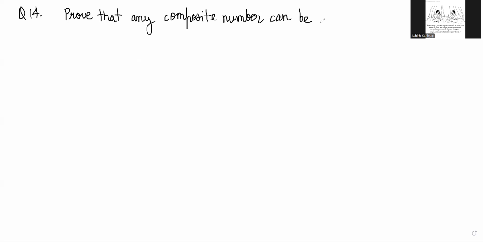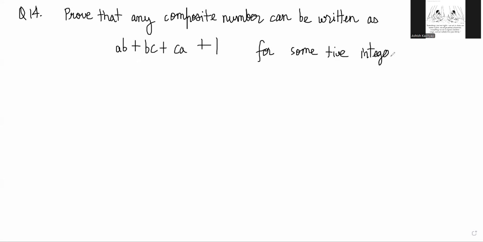Prove that any composite number can be written as AB plus BC plus CA plus 1 for some positive integers A, B, and C. Any composite number can be written like this.